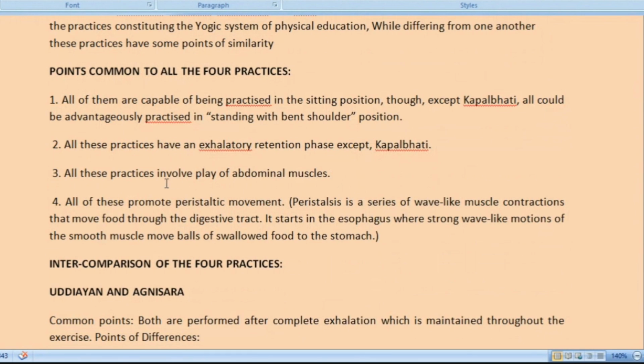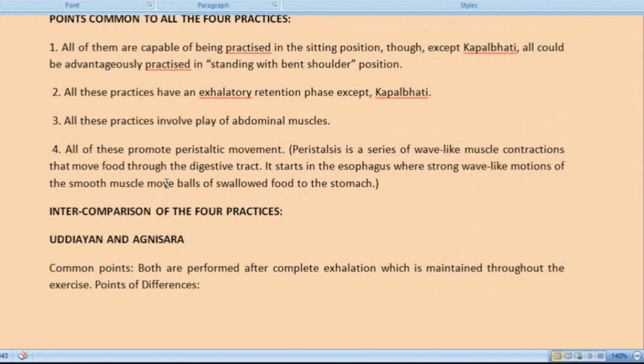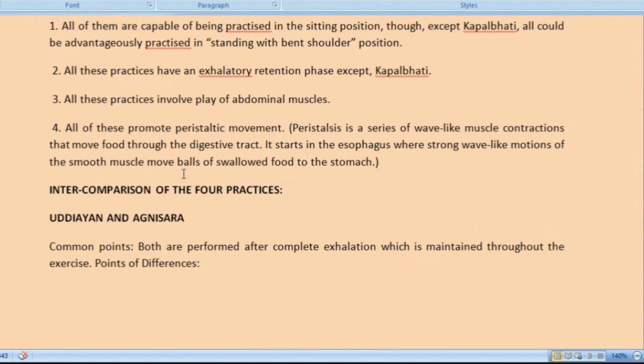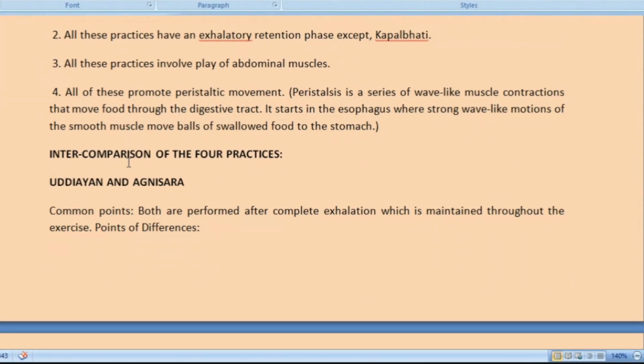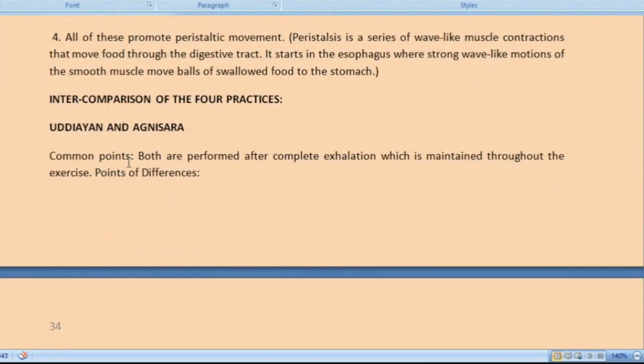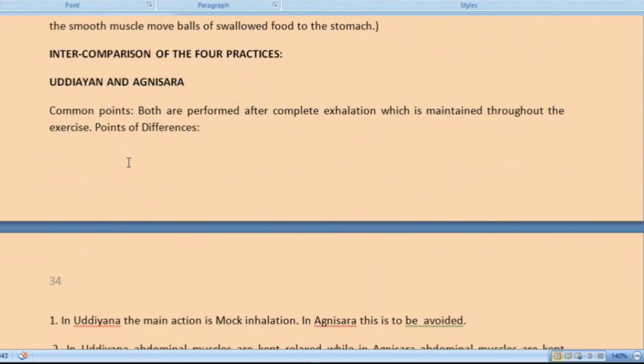All these practices involve play of abdominal muscles. All of these promote peristaltic movement. Basically, peristalsis is a series of wave-like muscle contractions that moves food through the digestive tract or alimentary canal. It starts in the esophagus, where strong wave-like motion of the smooth muscle moves the ball of swallowed food to the stomach.